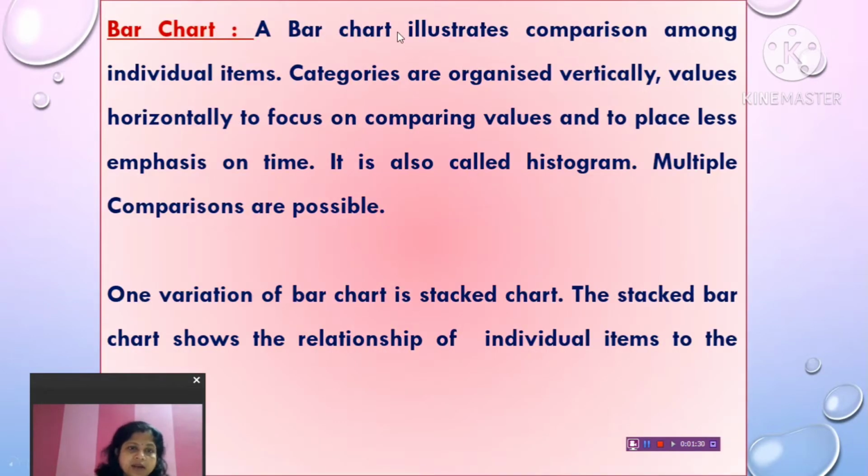Next, bar chart. A bar chart illustrates comparison among individual items. Categories are organized vertically, values horizontally, to focus on comparing values and to place less emphasis on time. That means it is just the opposite of a column chart. In a column chart, the x-axis is your category axis and the y-axis is your value axis. In a bar chart, it is the opposite. Here, categories are organized vertically, meaning the category axis is the y-axis, and values horizontally, meaning the x-axis.